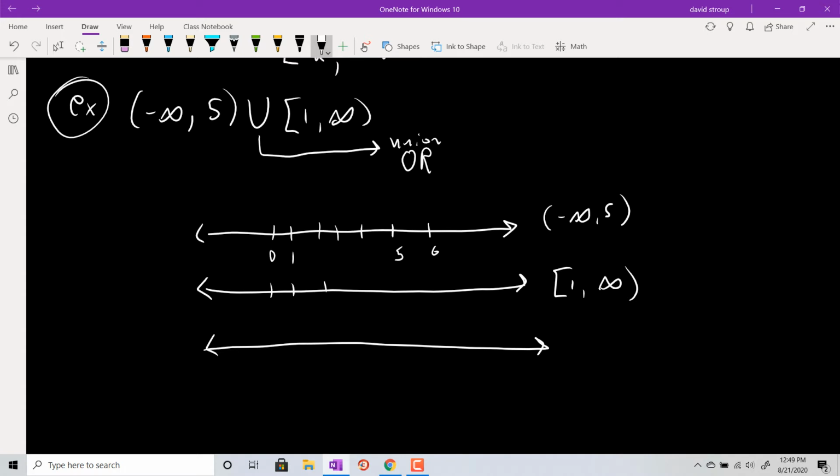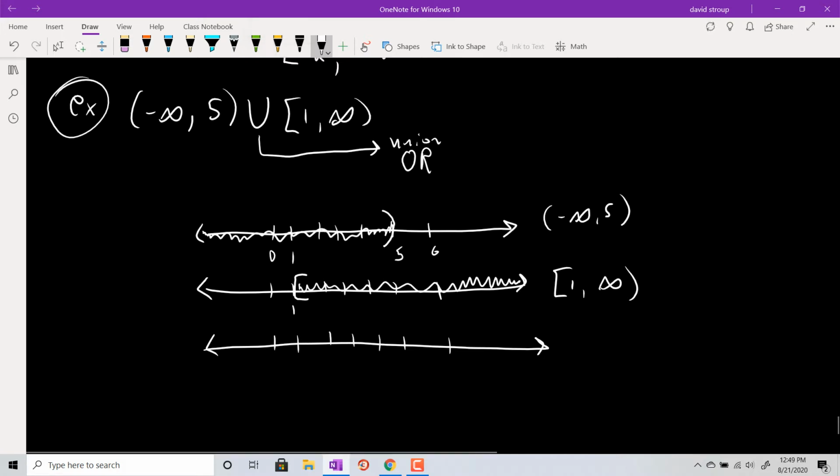Okay. 2, 3, 4, 5. Okay. And then down here. Okay, so drawing in then negative infinity to 5. It's basically every number less than 5 but not equal to 5. 1 to infinity, so close bracket at 1 and then everything above it. Okay, and then it looks like pretty much everything goes.